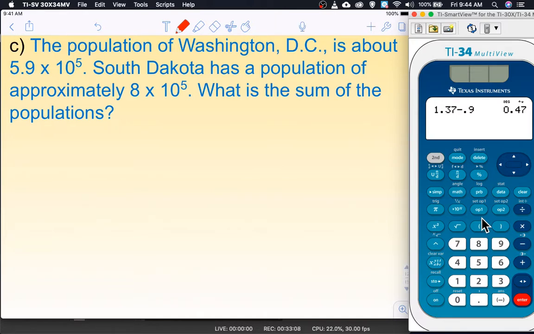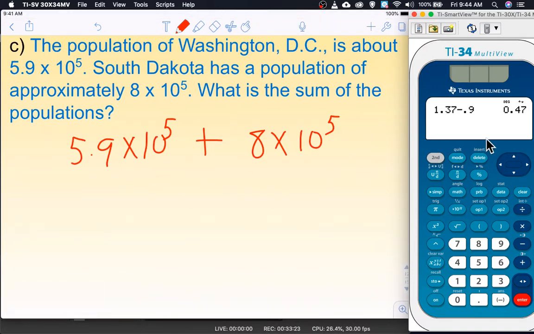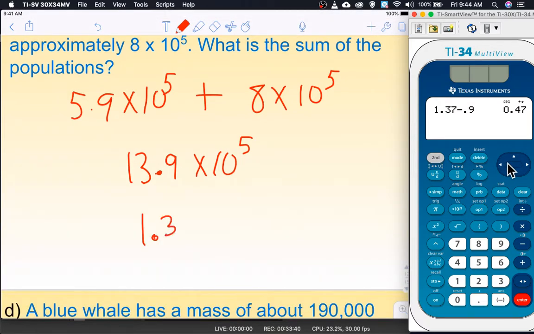All right, now as I'm looking at this, both the 5.9 and the 8 have the same power of 10. They're both 10 to the 5th power, which is going to make this very easy for us. Because they have the same power of 10, I can just add the decimal pieces together, which would be 13.9, and know that my power of 10 is going to stay the same. I can see my answer is not scientific notation. My decimal piece is too big, so I'm going to reconvert this. 1.39 times 10 to the, it got smaller by 1, exponent gets bigger by 1, 10 to the 6th power.